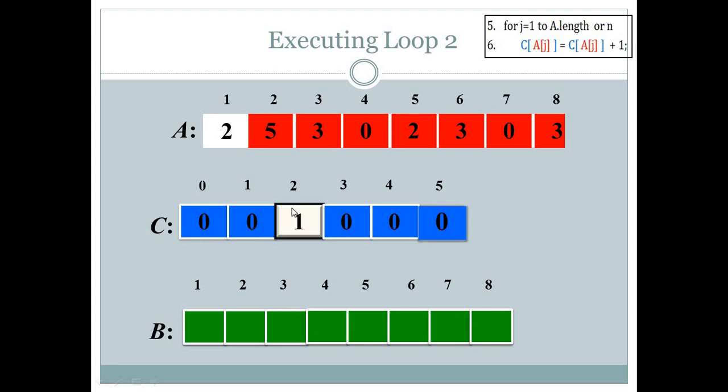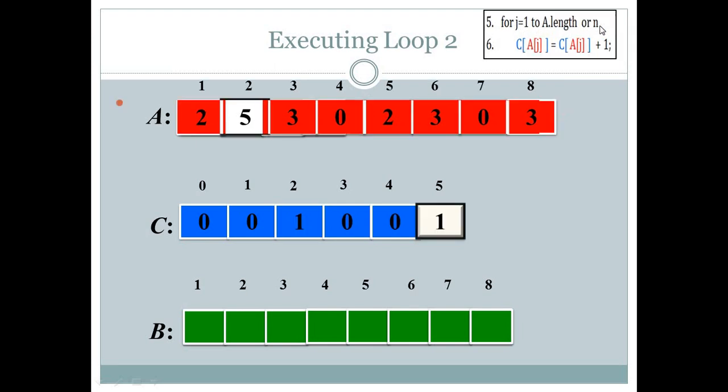Okay, so this process we have to continue up to 8. Why? Because our for loop is going from j is equal to 1 to 8. Okay, so let's move further.